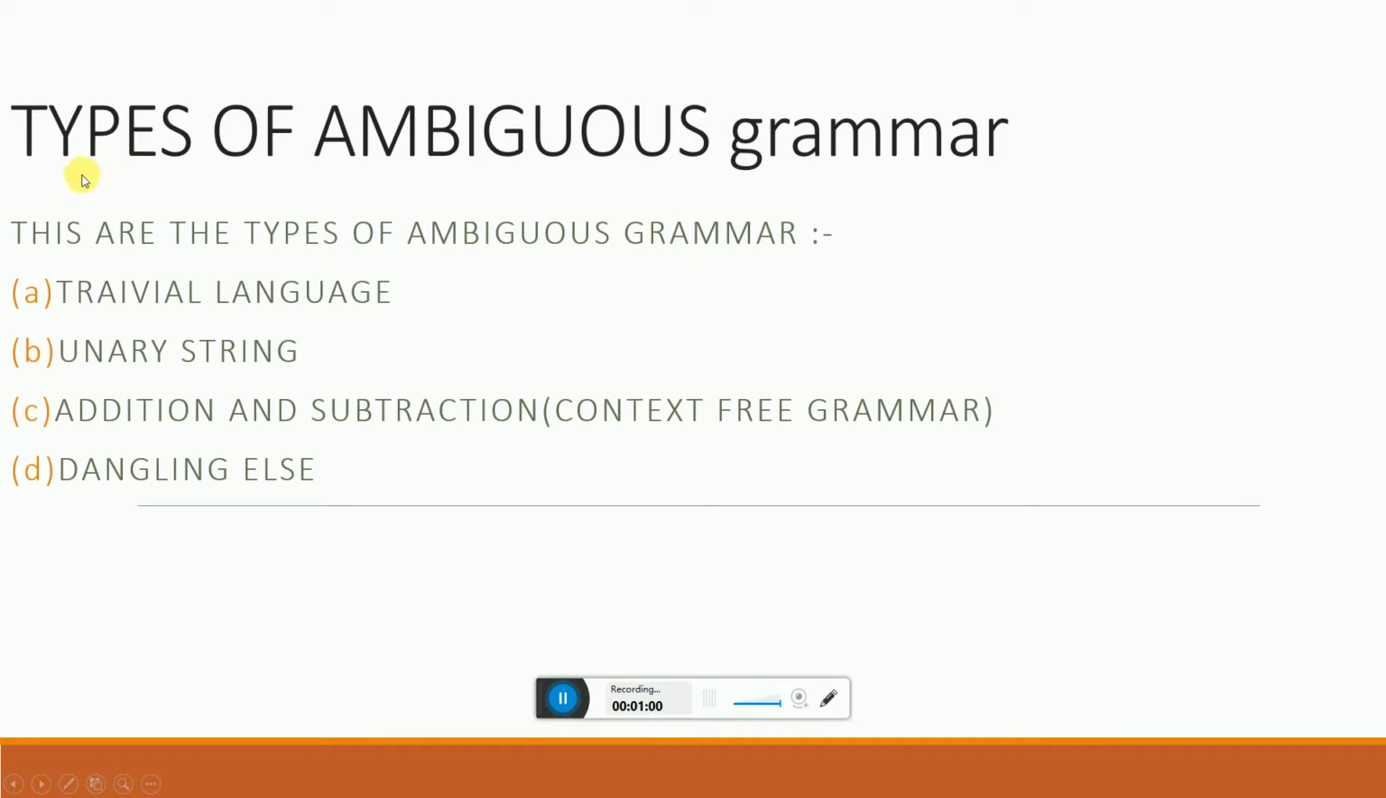Now types of ambiguous grammar. Now there are basically four types of ambiguous grammar. The first one is trivial language, the second one is unary string, the third one is addition and subtraction, and the fourth one is dangling else.